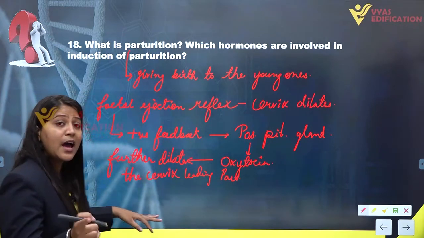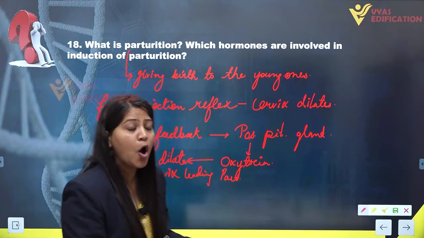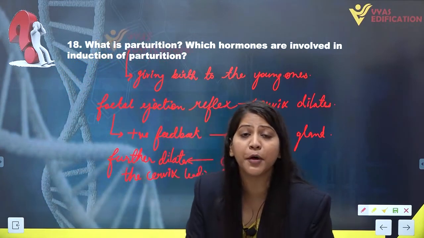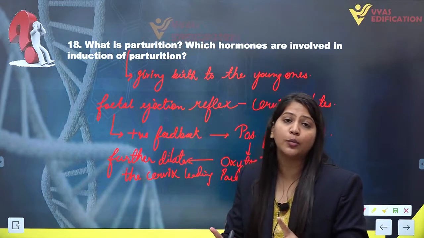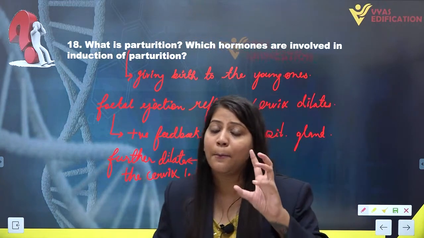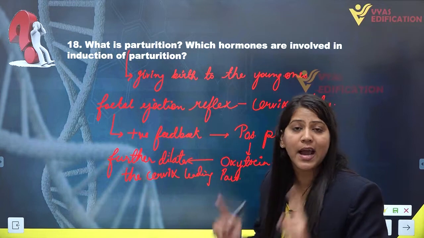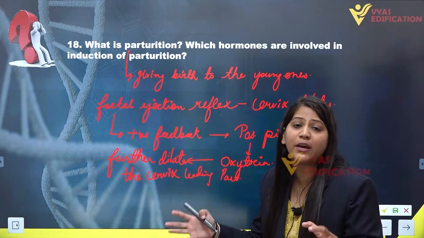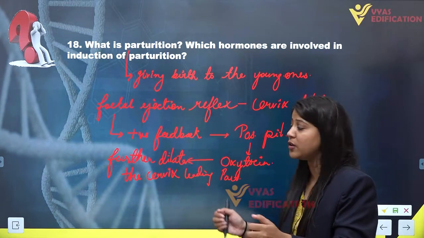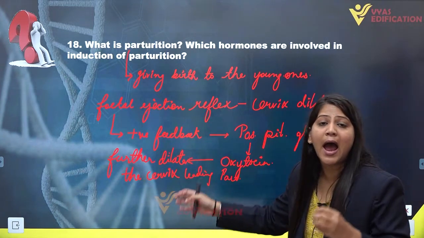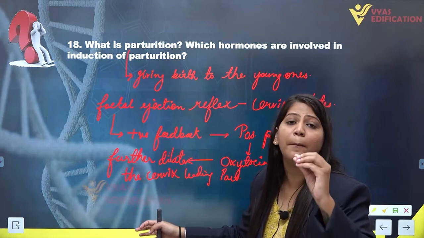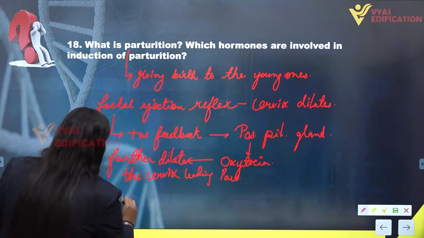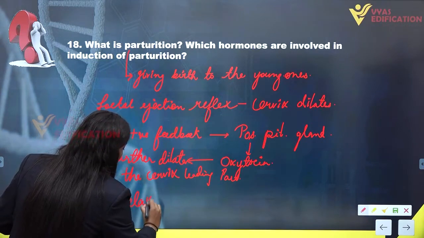Now, there is another hormone known as relaxin, which is produced by the corpus luteum in the ovary at the end of the pregnancy. This relaxin hormone dilates the pelvic wall, the pelvic region as well as the cervix, resulting in the parturition process. So these are the hormones, oxytocin and relaxin.